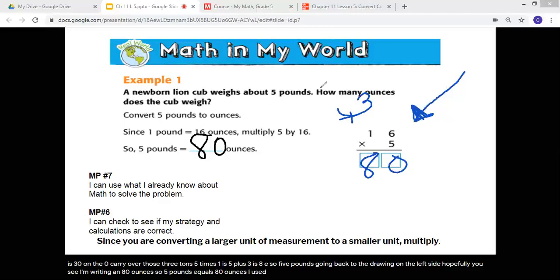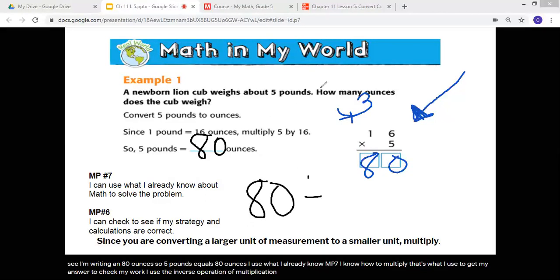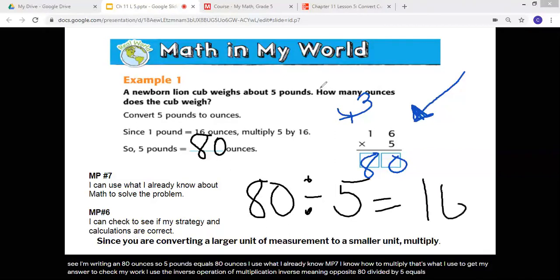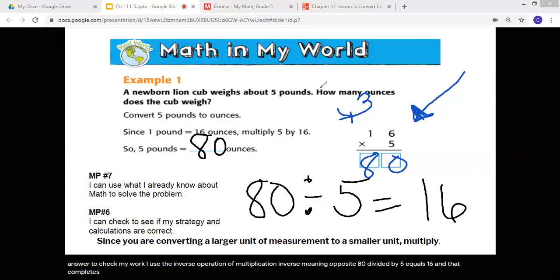I use what I already know, MP7. I know how to multiply. That's what I use to get my answer. To check my work, I use the inverse operation of multiplication. Inverse meaning opposite. 80 divided by 5 equals 16. And that completes example 1.